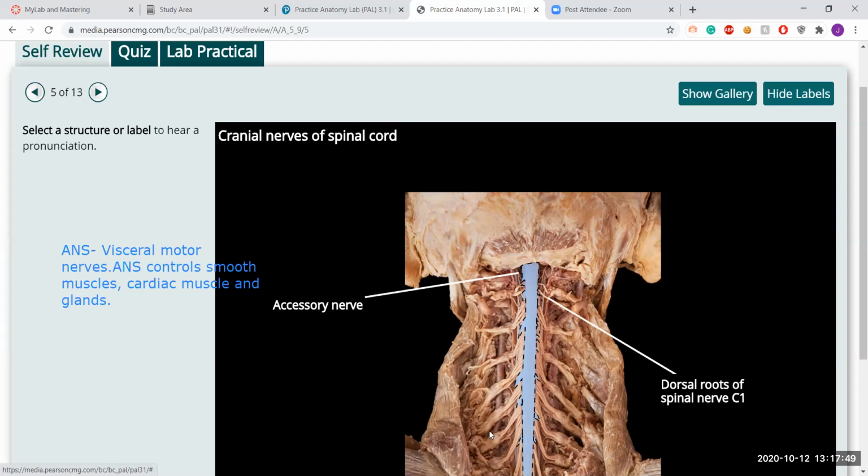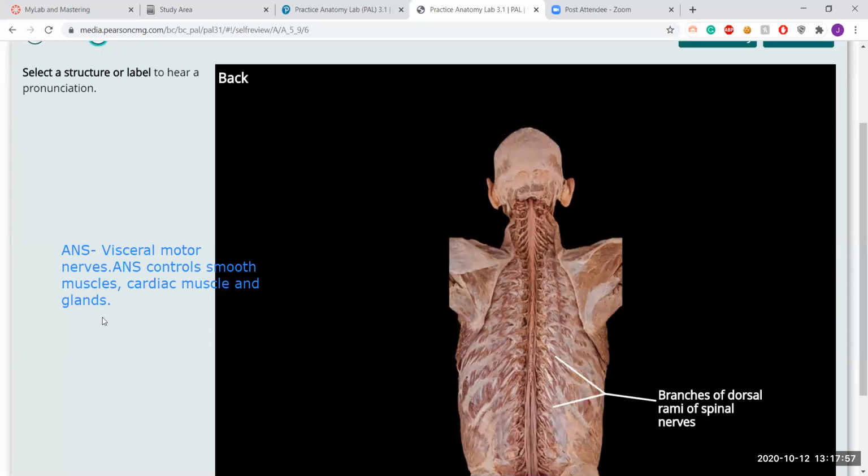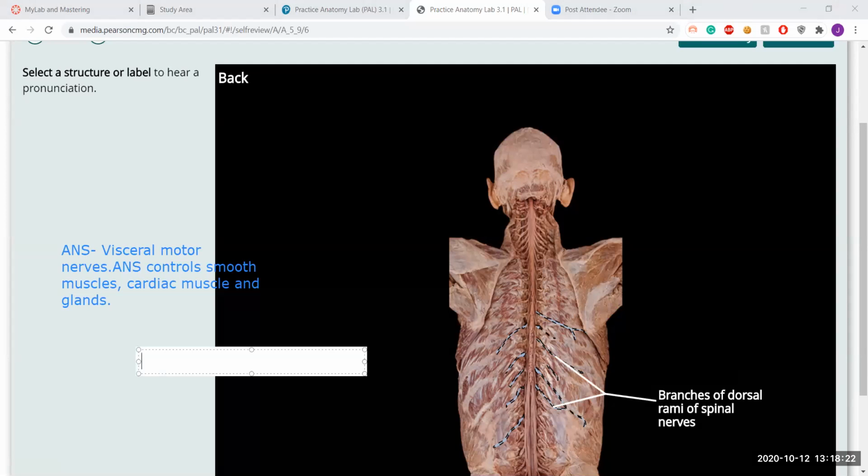How nice the spinal cord is here. The plexus and the spinal nerves coming. These are the branches of the dorsal rami of spinal nerves. So rami and ramus, two terminologies. Let me tell you what that is. Ramus is singular and rami is plural.